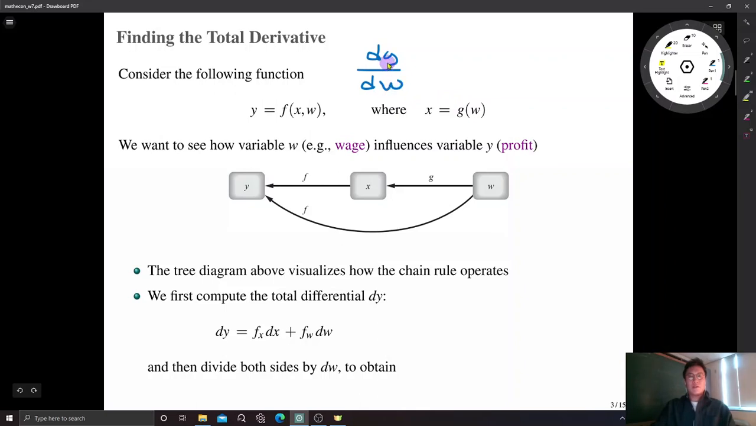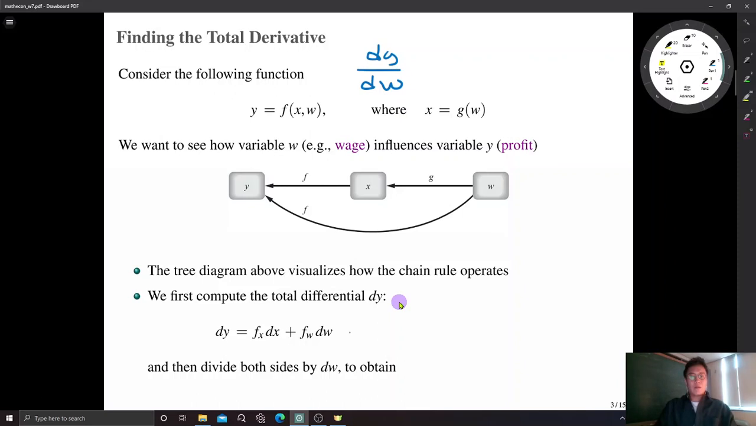So this is the derivative, so it indicates the rate of change of profit with respect to w, in response to a tiny change in pay. All right, then, because y depends on two variables, we can first compute the total differential. So dy equals a partial variation due to change in x, so change in productivity, and partial variation of profit due to change in pay. Okay, and then we just divide it by dw.